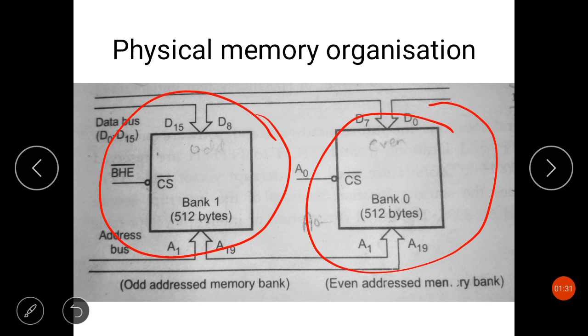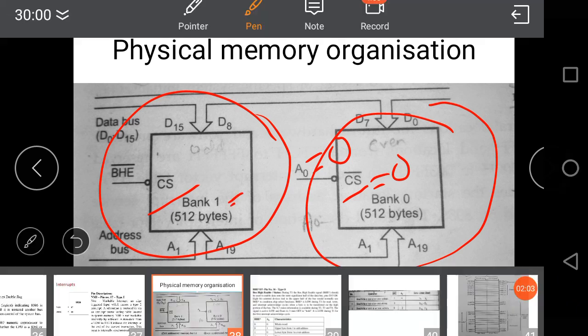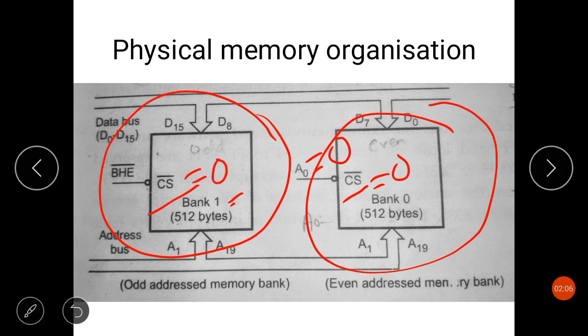As you can see, this CS bar represents chip select, meaning when this bank is going to get activated. Bank 0 is selected when CS bar is equal to 0, and CS bar equal to 0 means A0 is equal to 0. So we can say that bank 0 is selected only when A0 is 0. Similarly, bank 1 is selected when CS bar is 0, and that means BHE bar is 0. So bank 1 is selected only when BHE bar is 0.